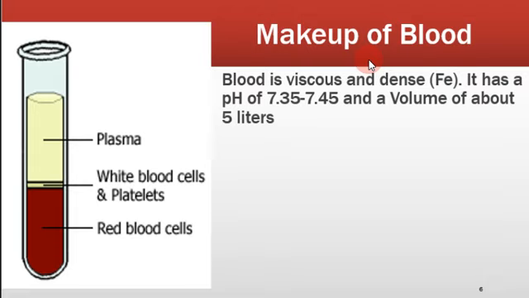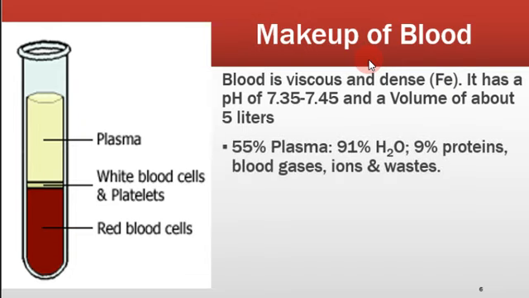All right, it has a pH of between 7.35 and 7.45. Wow, that's a tight range right there. We don't want it to get any lower, which would be more acidic, or any higher, which would be more basic. And we have about 5 liters for an average adult. You know, it could be a really big guy, could have more than that or whatever. 55% of it is plasma or liquid portion. And of the liquid portion, 91% of that is water.